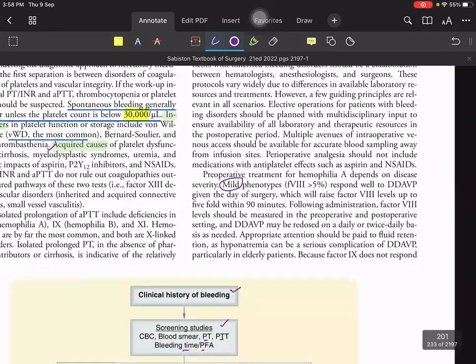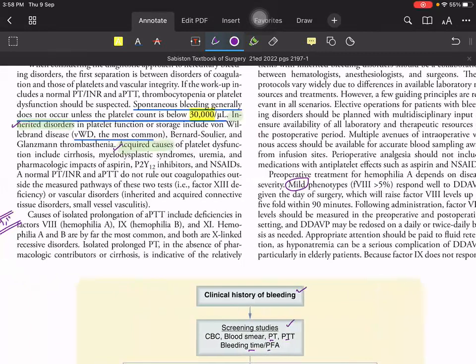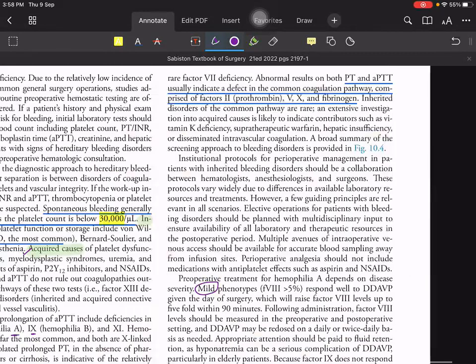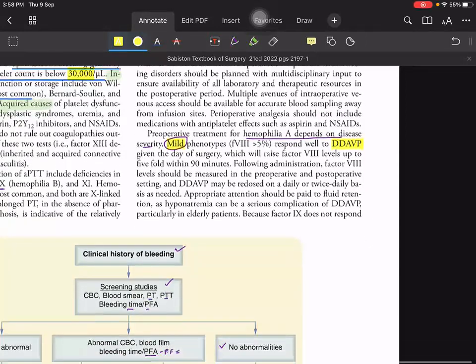So if you identify it is hemophilia A, what is the difference between hemophilia A and B? Hemophilia A is factor 8 deficiency, and hemophilia B is factor 9 deficiency. Preoperatively, the treatment of hemophilia A depends on the disease severity. Mild disease means when factor 8 is more than 5%, it is very mild and responds well to DDAVP. DDAVP means desmopressin, a vasopressin analog.